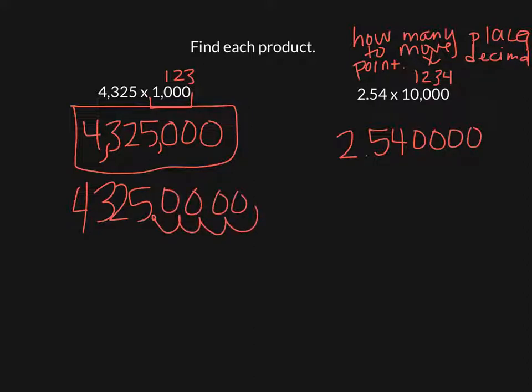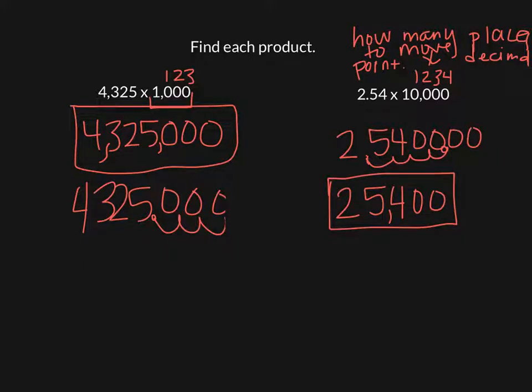But the decimal point was at the end. So when the decimal point isn't at the end, we just have to move it. We moved it 3 times, not 4 times. We just have to move it 4 times: 1, 2, 3, 4. So now my number is 25400. Put in my commas, 25,400.